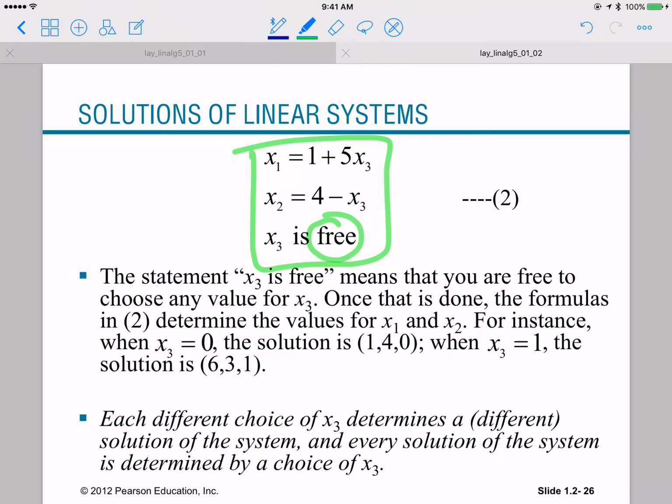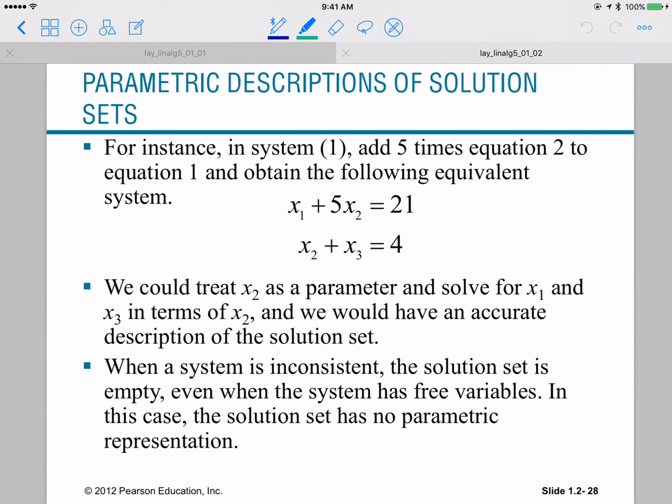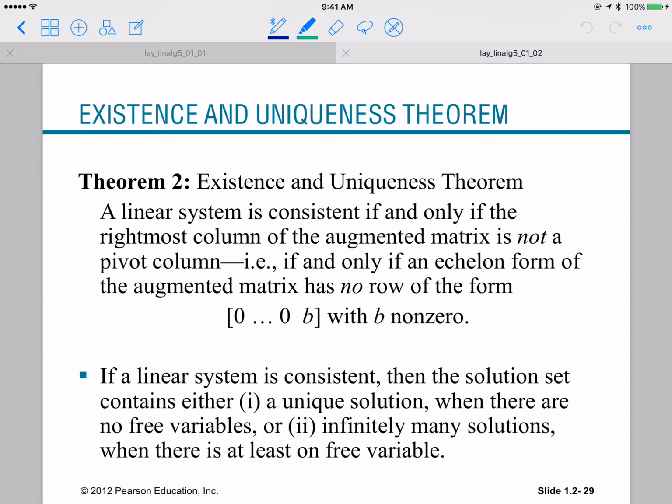But if you don't see any free variables, then it will correspond to a unique solution. Okay. So once you look at the position of these pivots after you create reduced echelon form or even echelon form, you can immediately answer the number of solutions from just the shape or the position of these pivots.